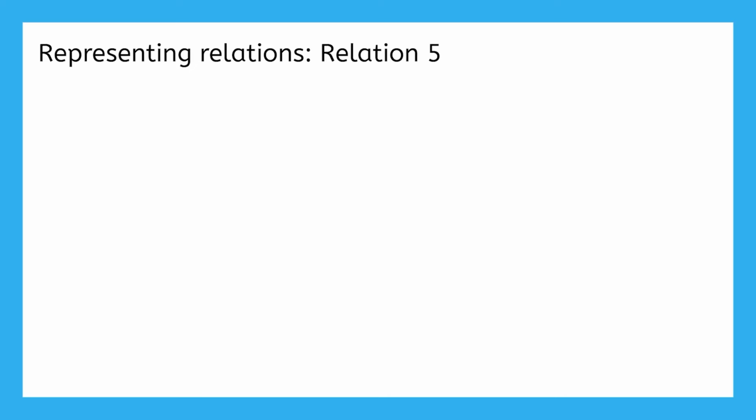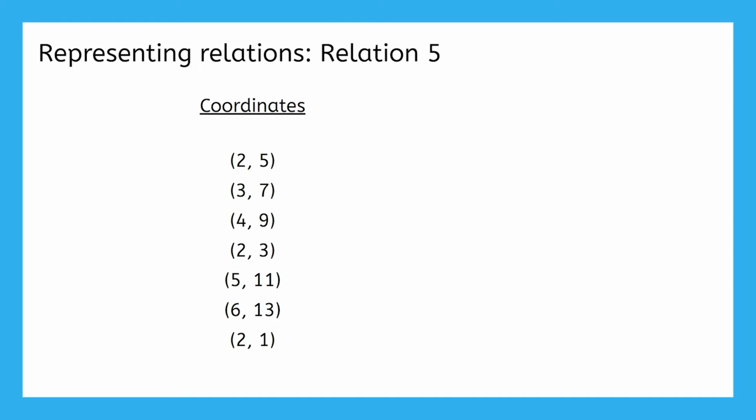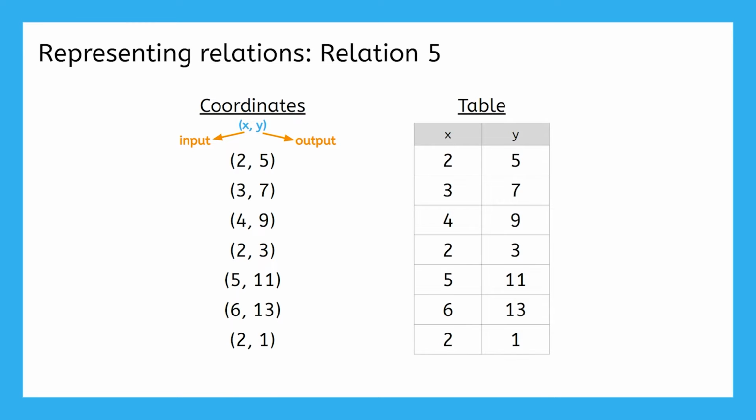A second way to represent relations is as a list of coordinates, like this. Coordinates are written in the form x, y, where the x coordinate is the input and the y coordinate is the output. You can analyze these coordinates directly or convert them into an input-output table like this if it makes it easier for you to analyze. Similarly here, the x-coordinate is the input and the y-coordinate is the output. Pause the video here and analyze if this relation is a function or not.